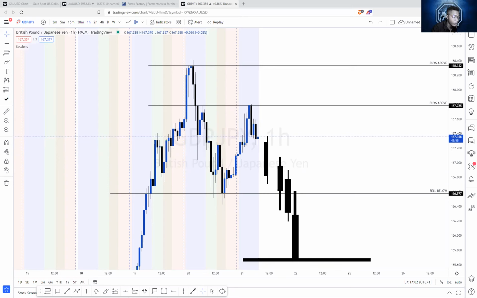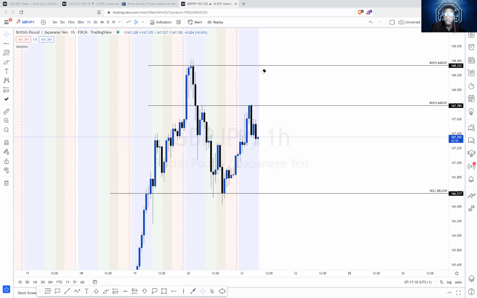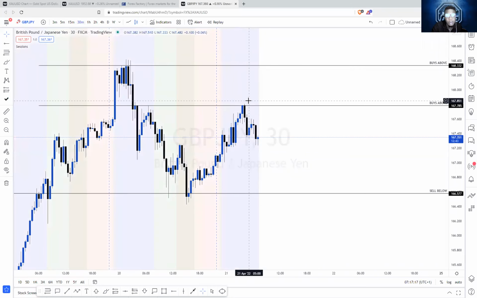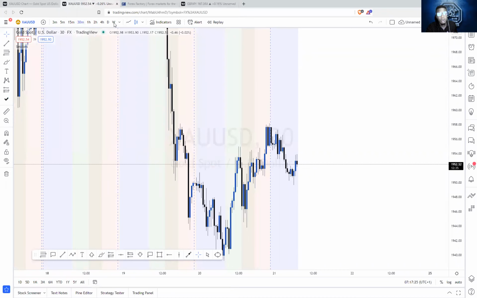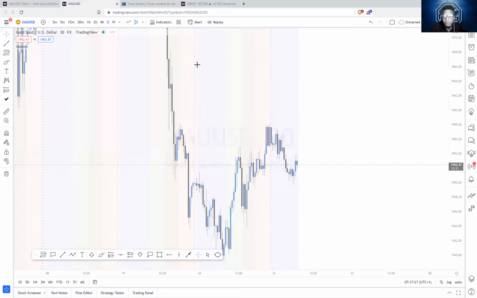So this is exactly what I'm looking for on GBPJPY. And if price doesn't do this, then I won't enter the trade. I won't bother executing any trade. So that's it on GBPJPY. I hope you guys stay tuned, look at this and pay attention to the setups. And this is what we're looking for. That's it. So let's go over to gold and let's see what gold is telling us now.